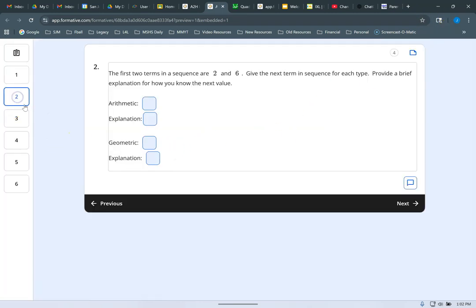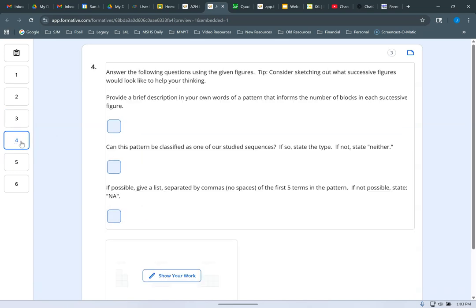Okay. All right, and then with each of these questions, read them carefully because they will ask you to do different things. Like this one says, the first two terms in the sequence are 2 and 6. Give the next term in the sequence for each type. Provide a brief explanation for how you know. So each type. So 2, 6, what if it's arithmetic? 2, 6, what if it's geometric? This one's pretty much the same, just a little bit different.